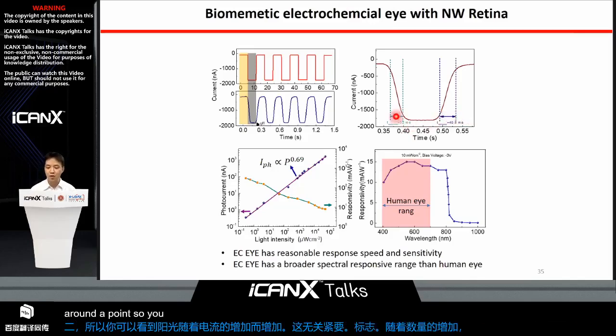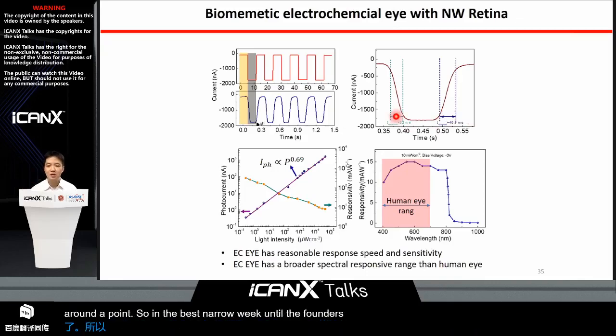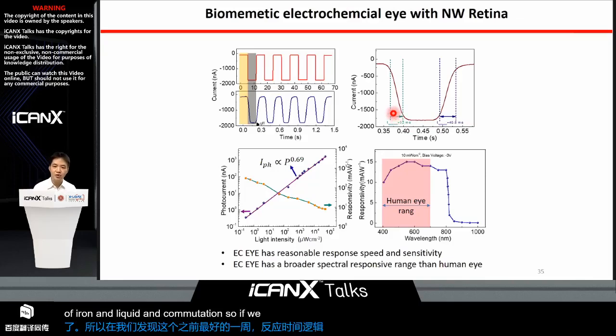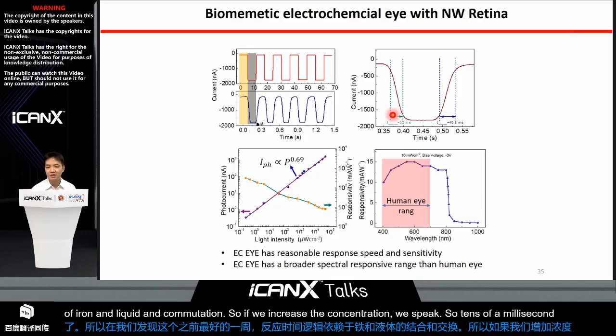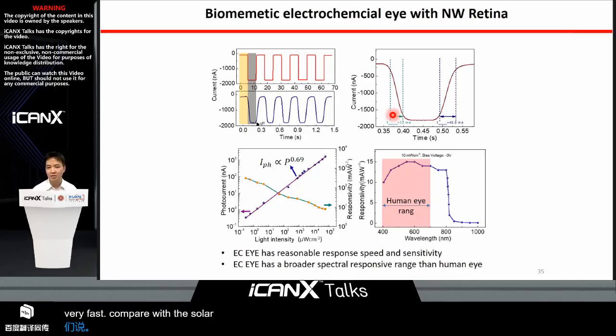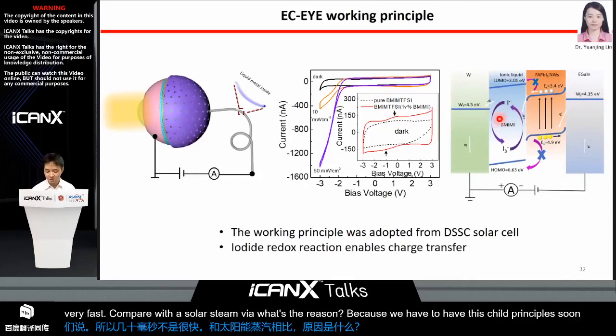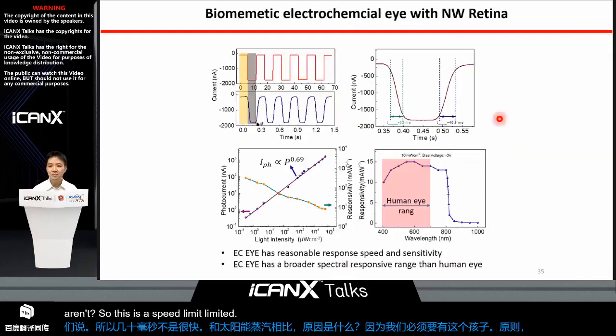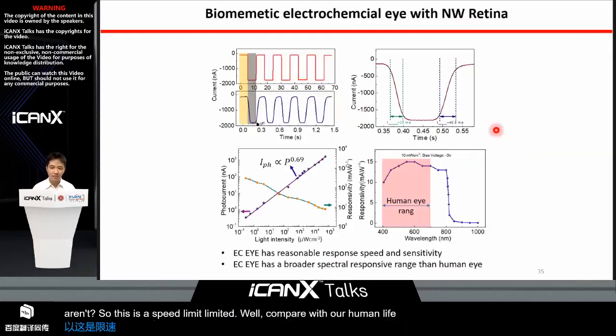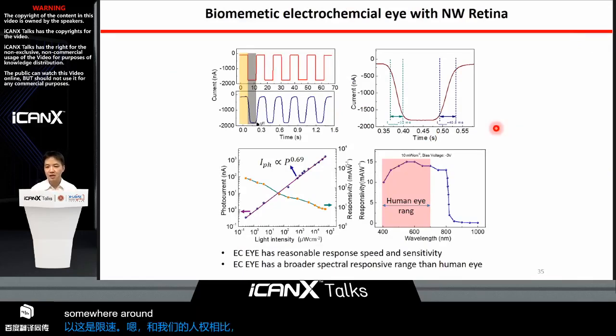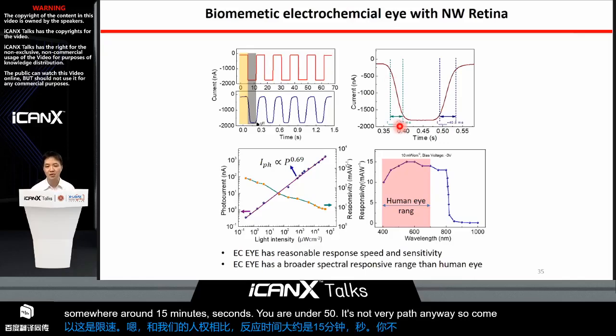In the best case scenario, we found this response time largely depends on the composition of the ion and liquid and the concentration. So if we increase the concentration, we can get an even faster speed. Tens of milliseconds is not very fast compared with a solid state device, right? What's the reason? Because we have this charge transfer through the ionic liquid. This is the speed limiting factor. But compared with our human eye, the response time is somewhere around 50 milliseconds to 150 milliseconds. So it's not very fast anyway. Compared with the human eye, it's already fast enough.